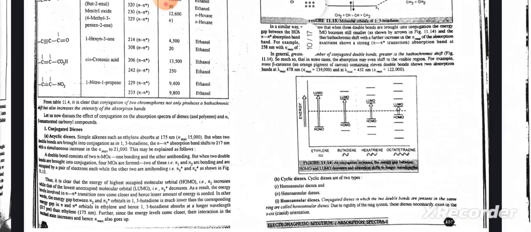As a result, the energy levels involved in the pi to pi star transition now come closer, hence a lesser amount of energy is needed. In other words, the energy gap between pi 2 and pi 3 orbitals in 1,3-butadiene is much lower than the corresponding gap between pi and pi star orbitals in ethylene, and hence 1,3-butadiene absorbs at a longer wavelength than ethylene. Further, since the energy levels come closer, their interaction in the excited state increases, and hence the extinction coefficient maximum also goes up.